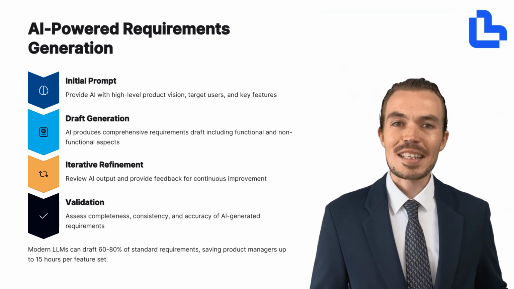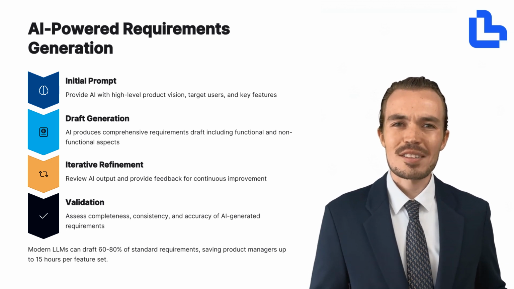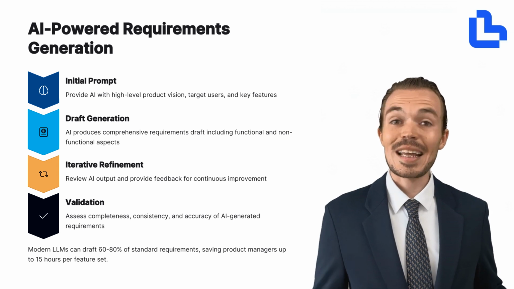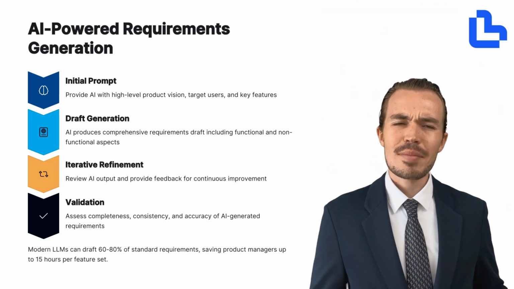The initial draft is rarely perfect, but that's where the iterative refinement process comes in. You review the AI's output, provide feedback, and guide it toward greater accuracy and alignment with your product goals. Once the draft is refined, we move into the validation phase. Here, we assess the completeness, consistency, and accuracy of the requirements. Are all user scenarios covered? Are there any contradictions or missing elements?